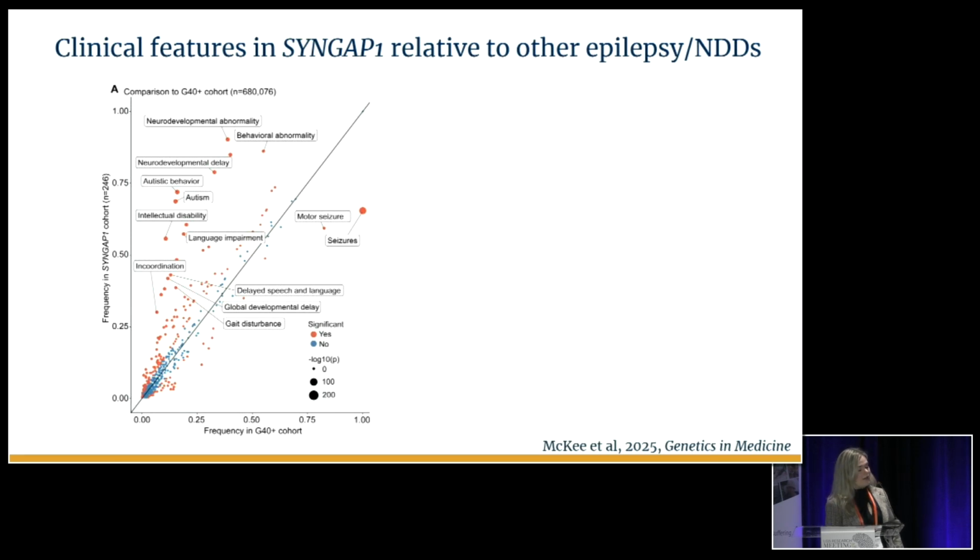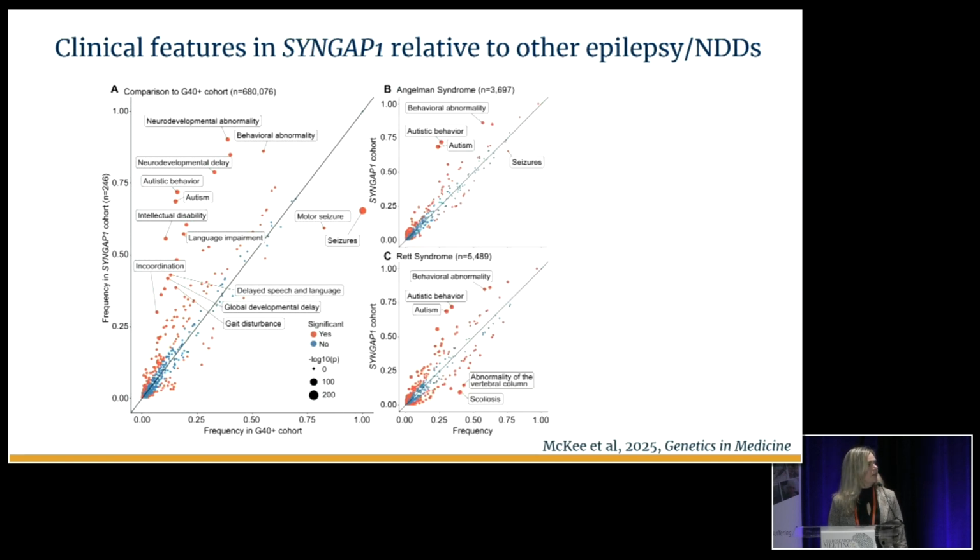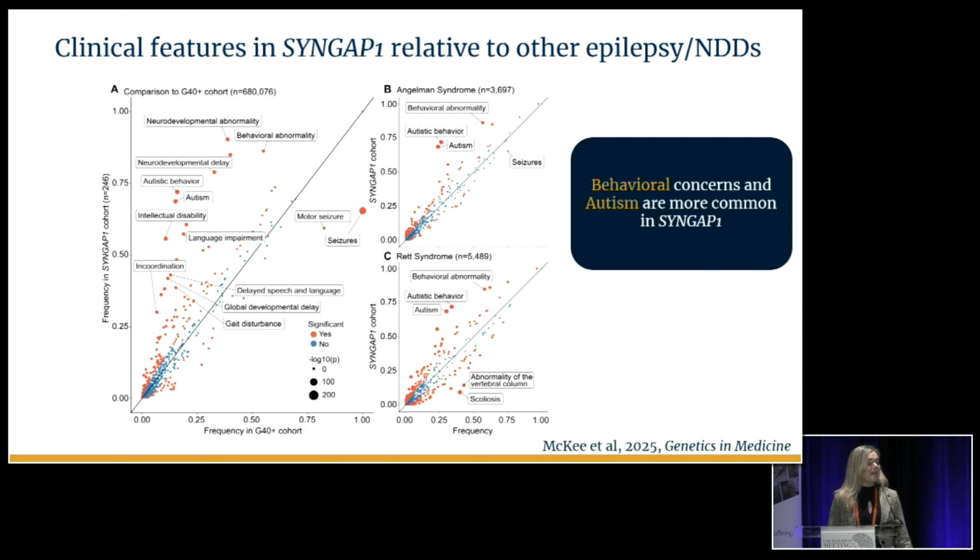Using insurance claims data, we have the benefit of comparing clinical features in a specific subcohort of patients to other broader populations. So here I'm comparing the frequency of clinical symptoms in SYNGAP to a broader cohort, about 700,000 patients with what we call a G40-plus diagnosis, which is just a broad epilepsy cohort, to try to highlight the clinical signature of SYNGAP. We can also do this comparing it to other groups. So here I'm comparing to 3,600 individuals with Angelman on the top, and then 5,400 individuals with Rett syndrome on the bottom. And what remains true is that behavioral concerns and autism are very, very common problems in SYNGAP.